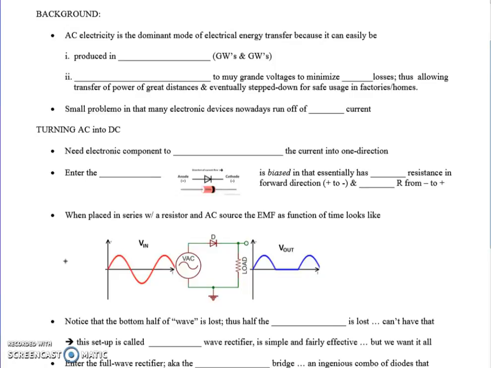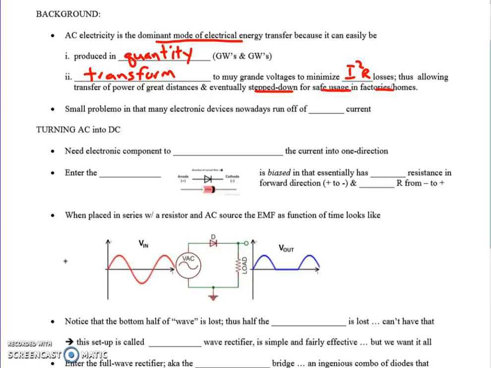All right, so a little background. AC electricity is a dominant mode of electricity transfer because it can easily be produced in quantity. We can get gigawatts and gigawatts from power plants, and we can transform with transformers to very high voltages to minimize heat losses as typified by I squared R, thus allowing transfer of power great distances and eventually be stepped down for safe usage in factories and homes.